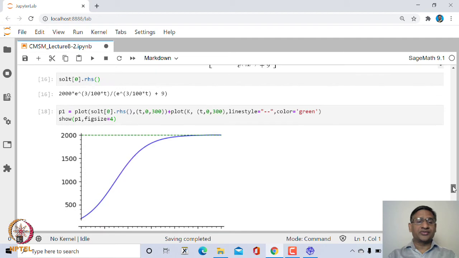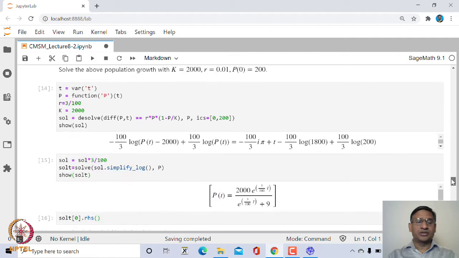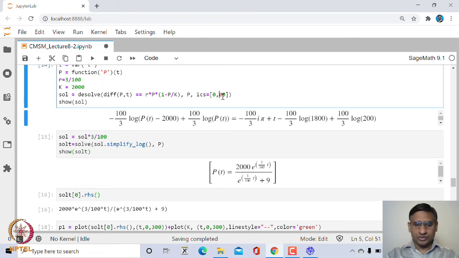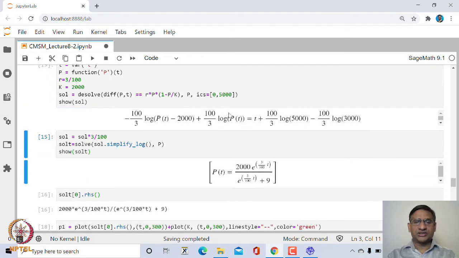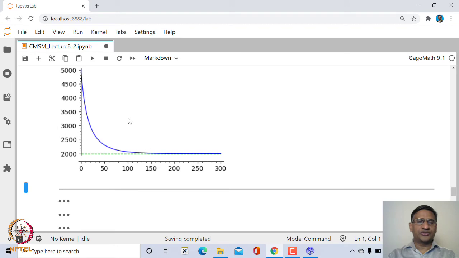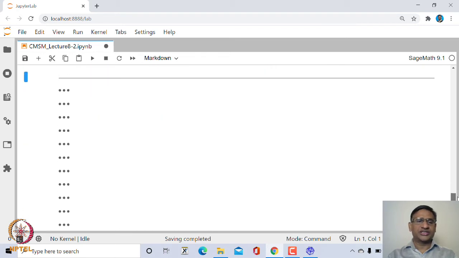Now what happens in case you have an initial population which is more than the carrying capacity? Let us see what happens. Instead of 200, suppose I have 5,000, and you can try to do that. Suppose I say 5,000, this is what you get, let us solve this, and let us plot the graph of this. You can see here now it is going down and down, and then after a certain period, it becomes very close to the carrying capacity, right. So these are the immediate things you can explore using SageMath, right.